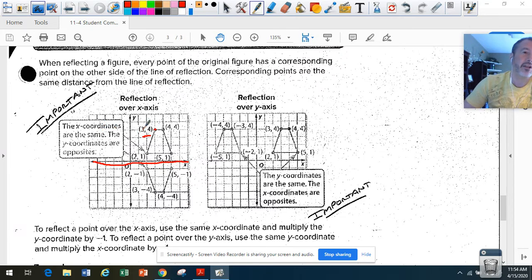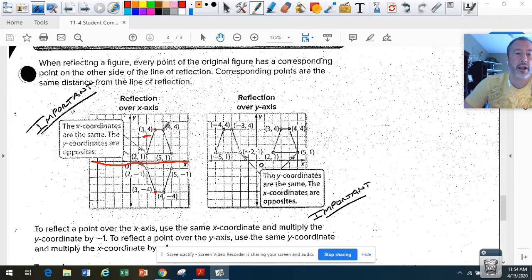So if I have the ordered pair 3, 4, the x-coordinate remains the same. So if I reflect it, my x-coordinate is still going to remain 3. But it says the y-coordinate is going to become the opposite. The opposite of positive 4 is negative 4. So right here is my new coordinate. We have reflected 3, 4 across the x-axis, and its new coordinate is 3, negative 4. As you see, the x remained the same, the y became the opposite.